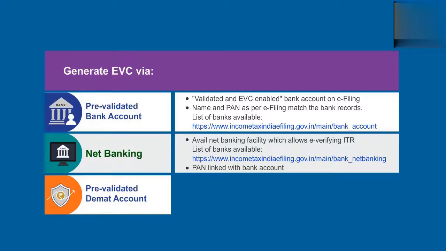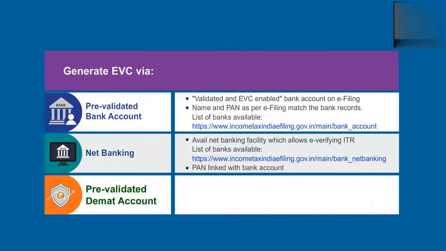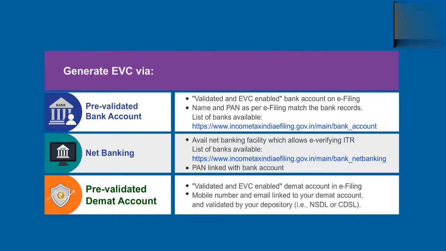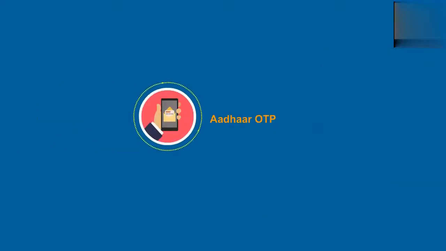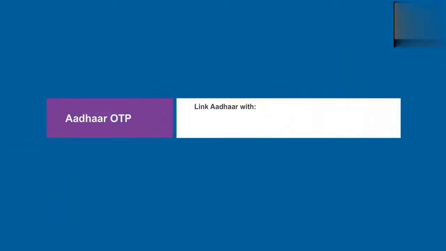To use this option, you will be logged out of the e-filing portal, and will need to log in through net banking. To generate EVC using your pre-validated demat account, you need to have a validated and EVC-enabled demat account in e-filing, and ensure your mobile number and email are linked to your demat account, and validated by your depository, that is, NSDL or CDSL. To use the Aadhaar OTP option, you need to link your Aadhaar to your mobile number and PAN.